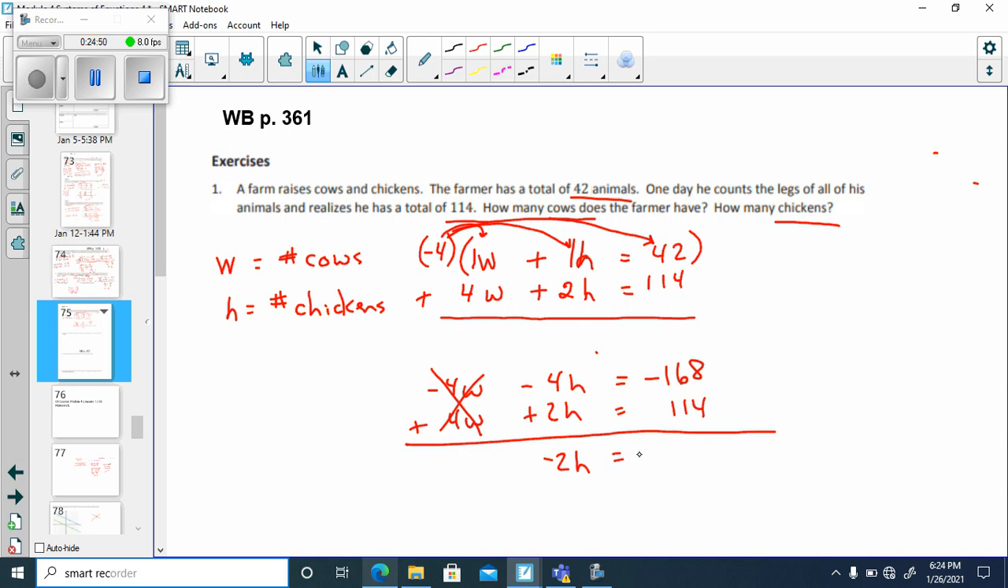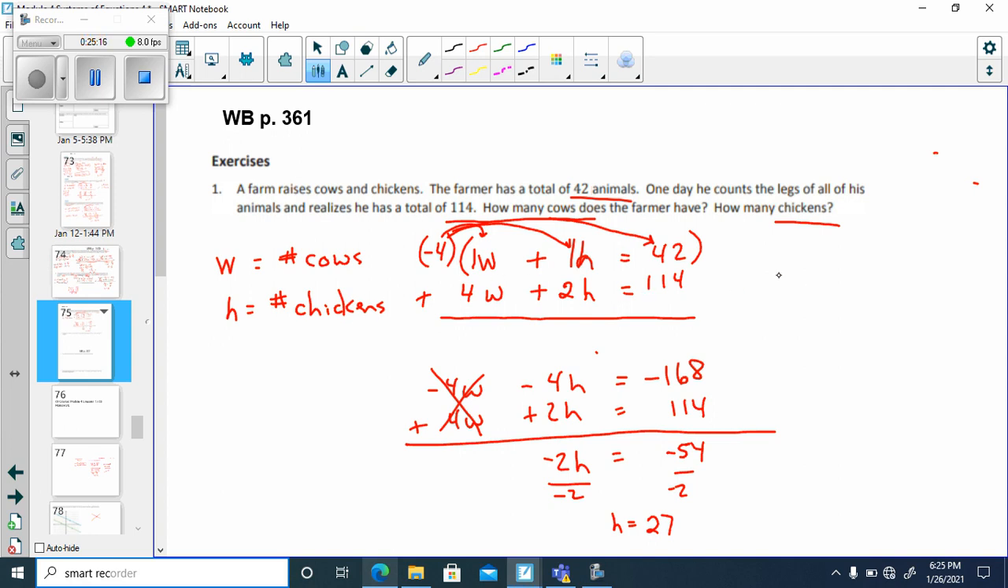Negative 168 plus 114 will give you a negative 54. Divide both sides by negative 2, and h would give you 27. So you've got 27 chickens, right?